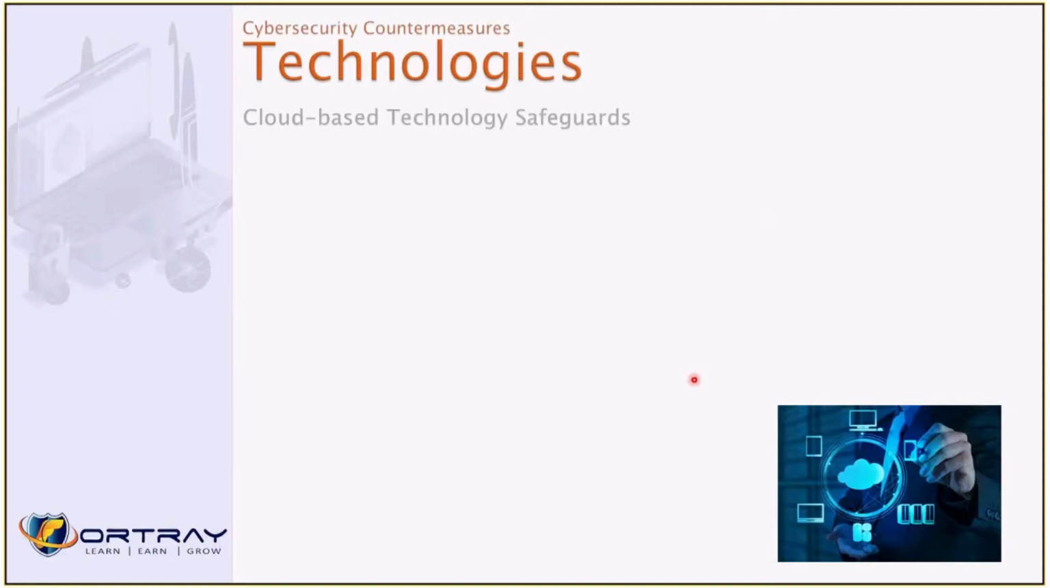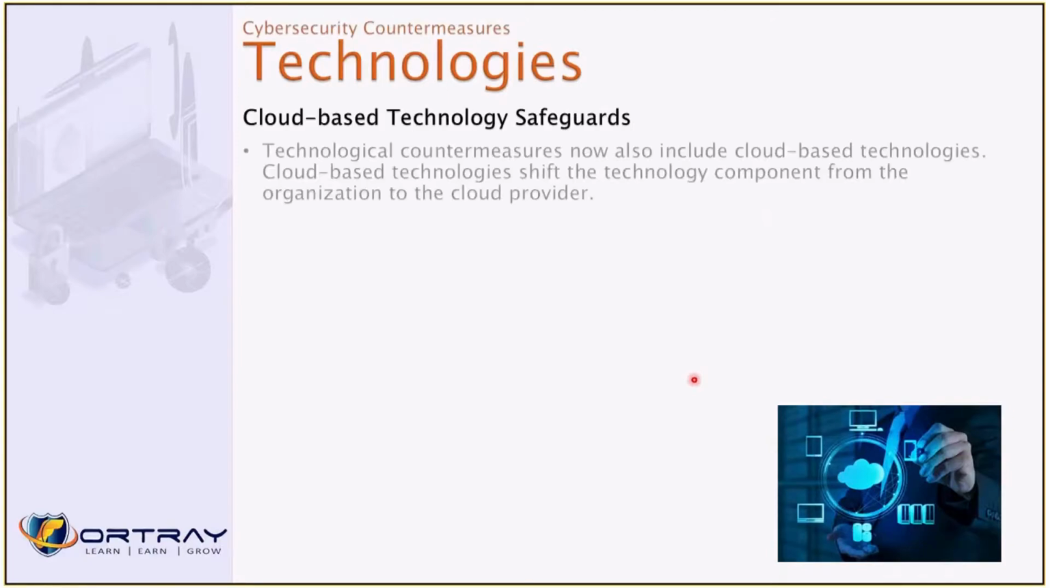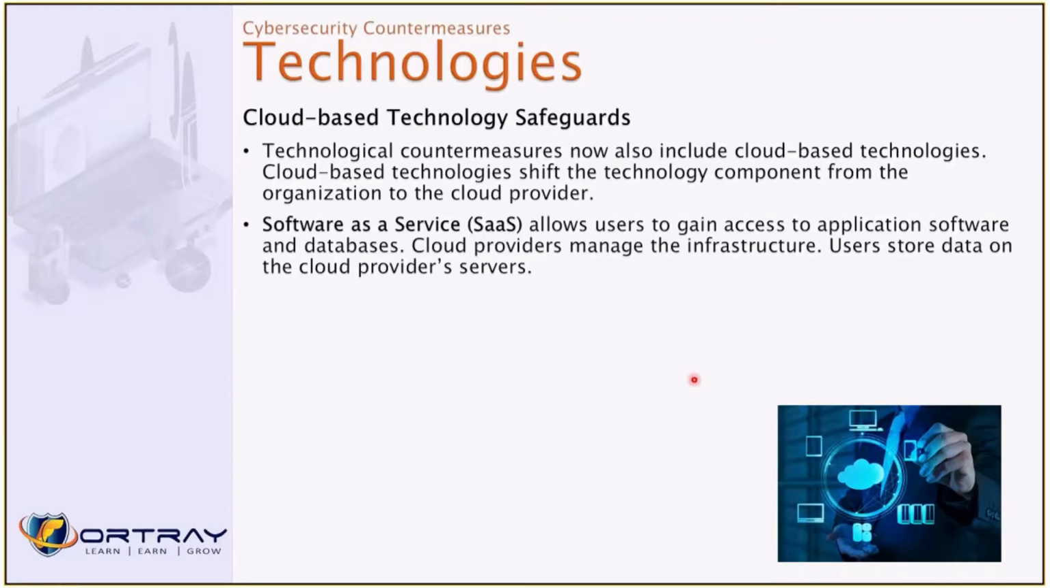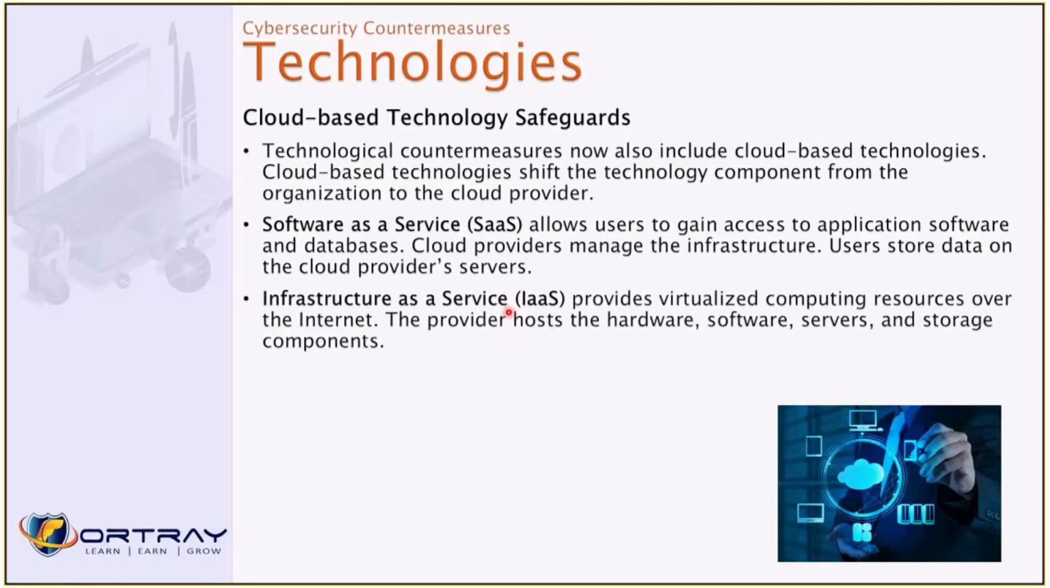Okay, from the technology point of view, we can use cloud-based technology safeguards. Technology countermeasures now also include cloud-based technology. For example, SaaS, software as a service, like Dropbox, Box, G Drive. These are all SaaS-based applications that allow users to gain access to application software and databases. The cloud provider manages the infrastructure. Users store data on the cloud provider's servers.